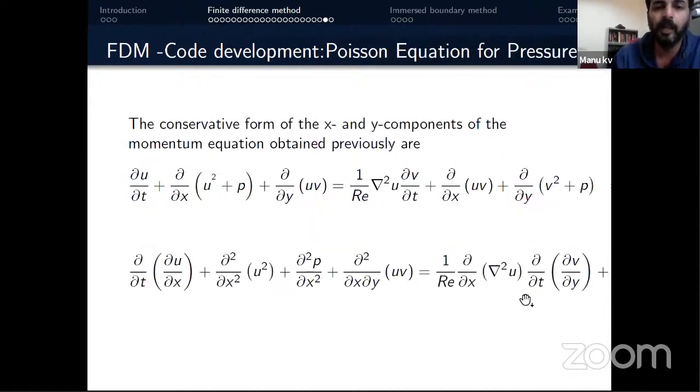Now let's look at how we handle the conservation of mass.